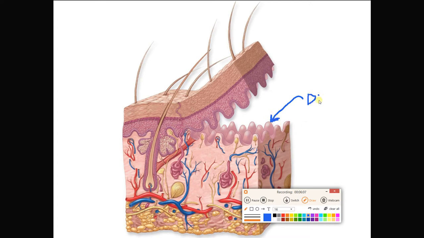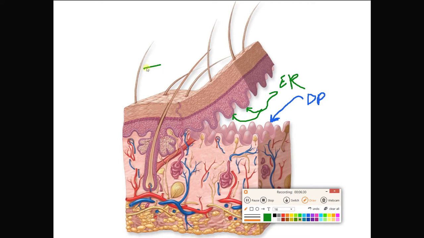If you shouted out dermal papilla, you are absolutely right. And of course, that means these guys over here must be the epidermal ridges. And they really anchor well together. They interlock together. Now, this is thin skin here.